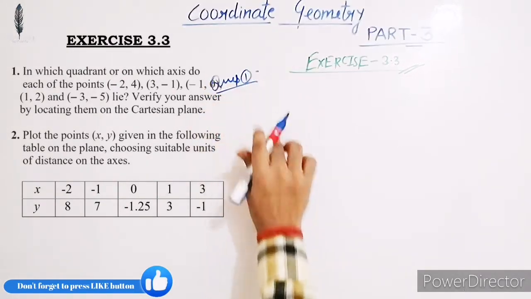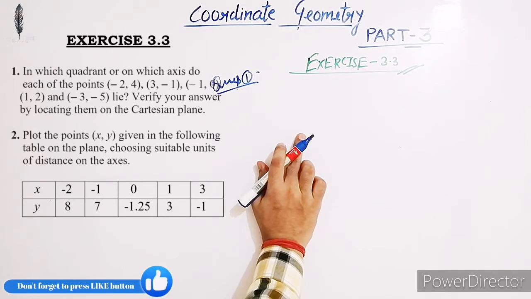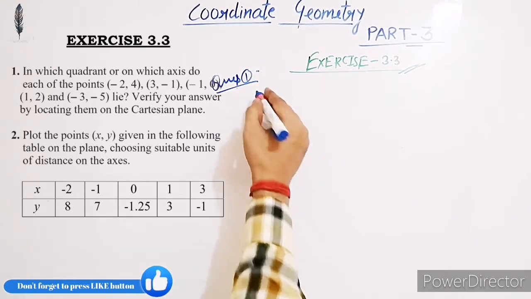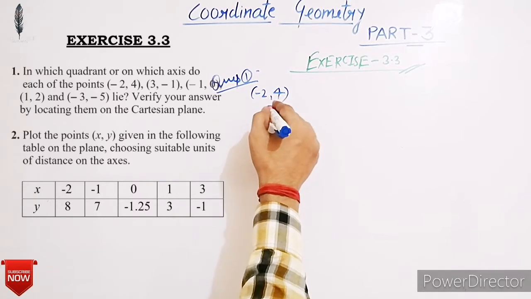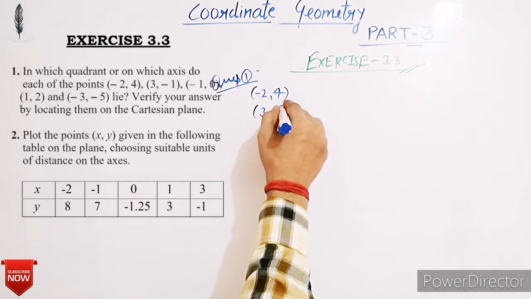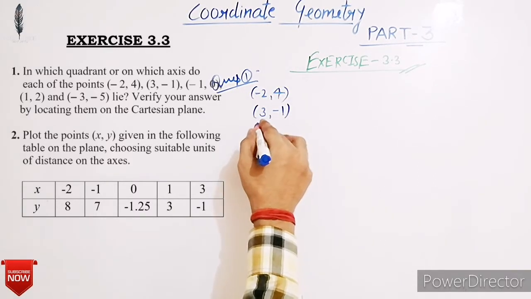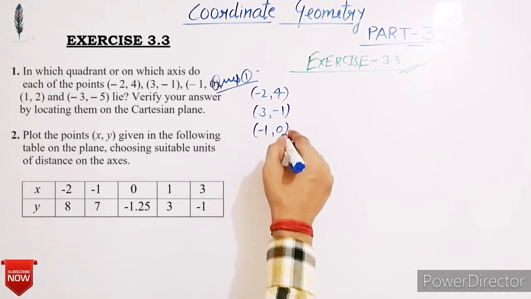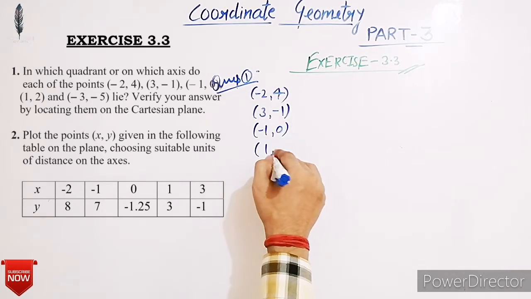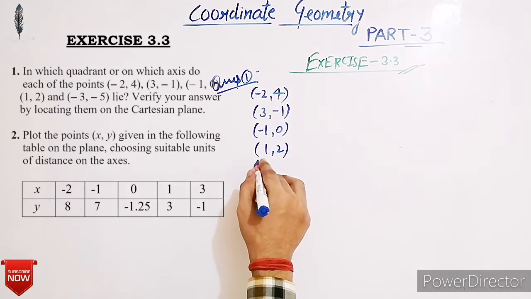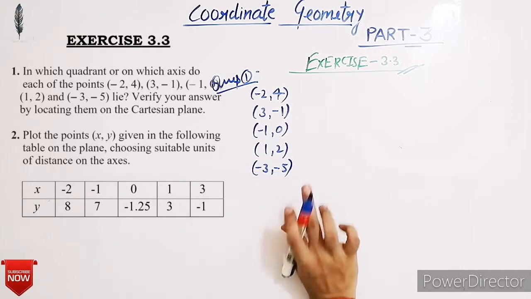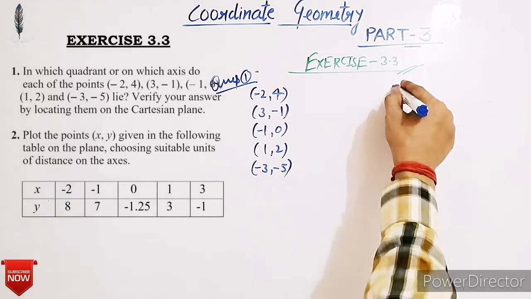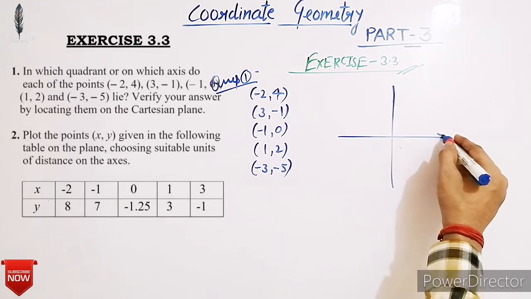In which quadrant or on which axis do each of the points (-2, 4), (3, -1), (-1, 0), (1, 2), and the last one (-3, -5) lie? Verify your answer by locating them on the Cartesian plane.